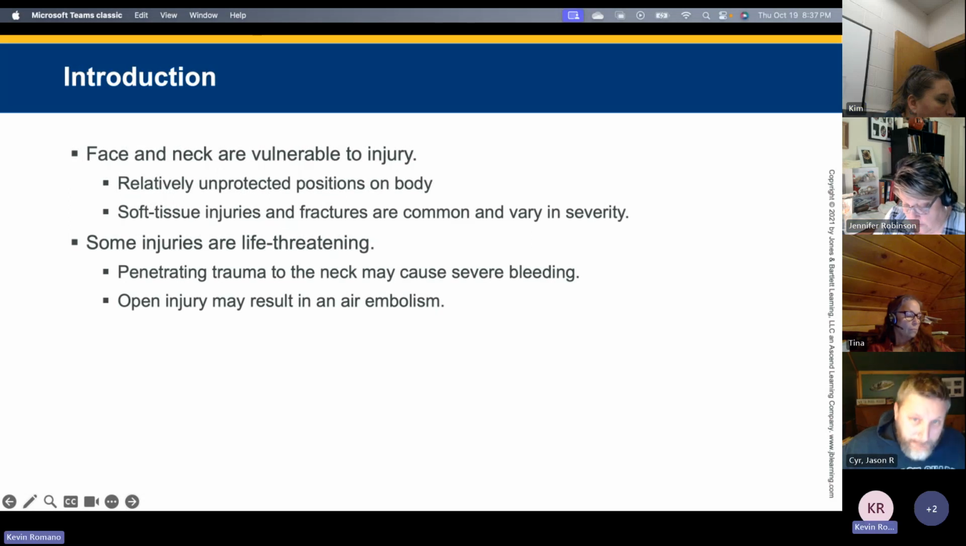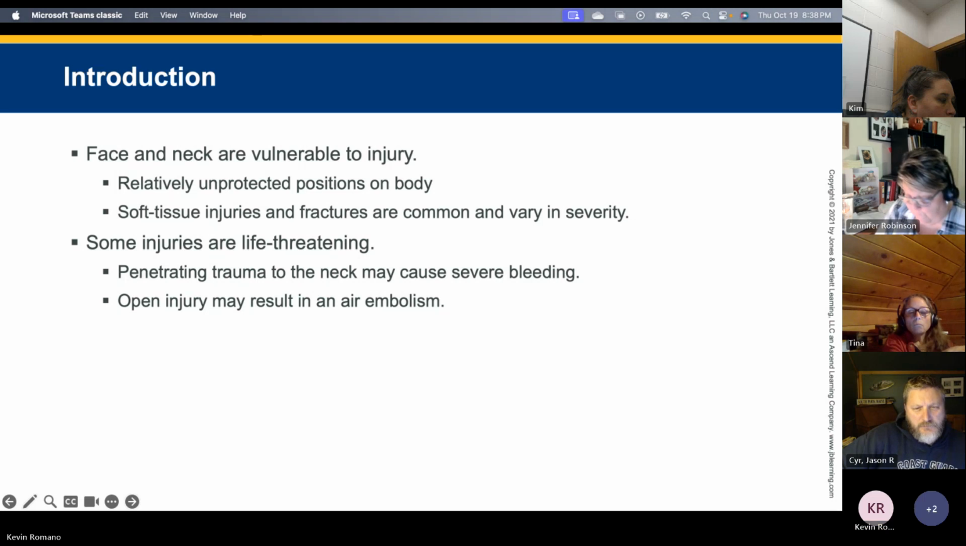All right. So, introduction. The face and neck are particularly vulnerable to injury because of the relatively unprotected position of the body. Soft tissue injuries and fractures are common and vary in severity. We're going to get more in depth with this part. But penetrating trauma to the neck can cause severe bleeding. An open injury may also allow an air embolus to enter the circulatory system, which can cause cardiac arrest.